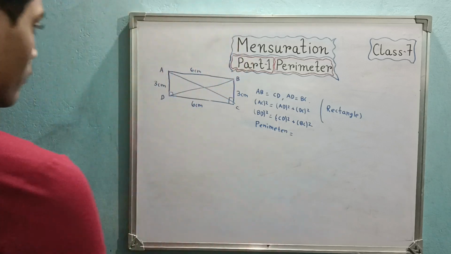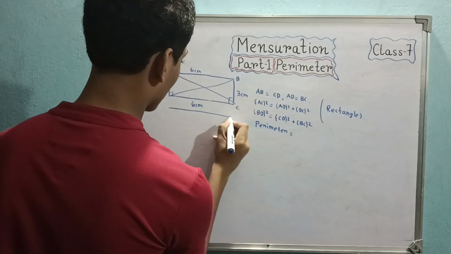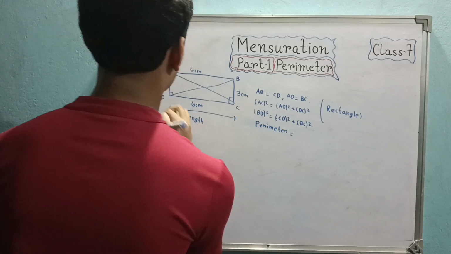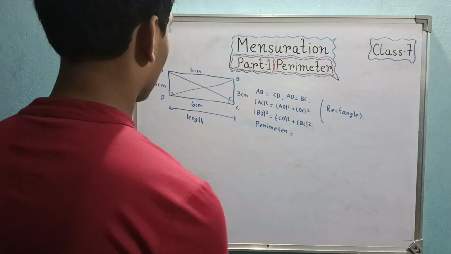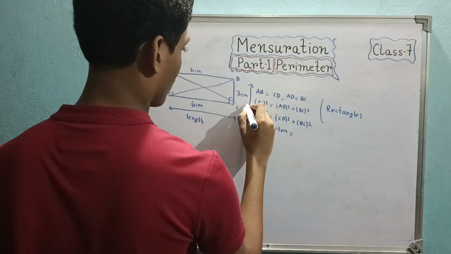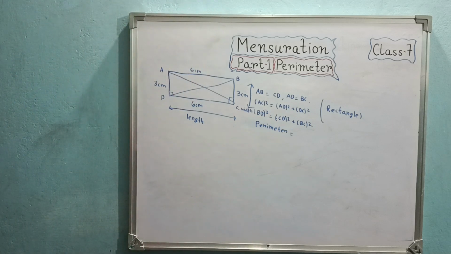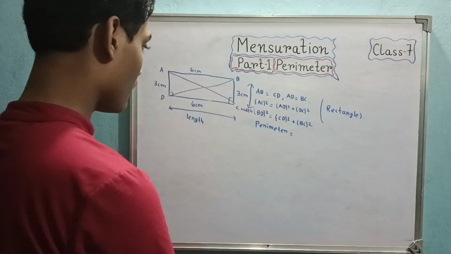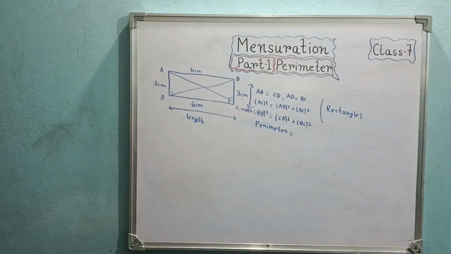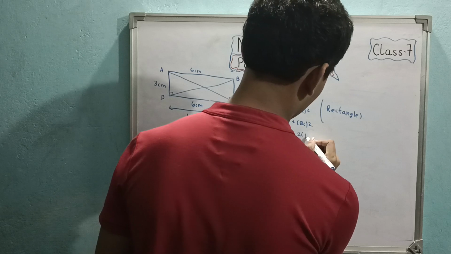This is, first of all, one more thing. This length CD or this length BC. This is the length. Okay. CD or BC, this is the length of the rectangle. And this AD or BC, this is the width of the rectangle. Okay. So see, DC or AB is the length and AD or BC is the width. Remember this for a rectangle. And perimeter is given by 2 into length plus width.